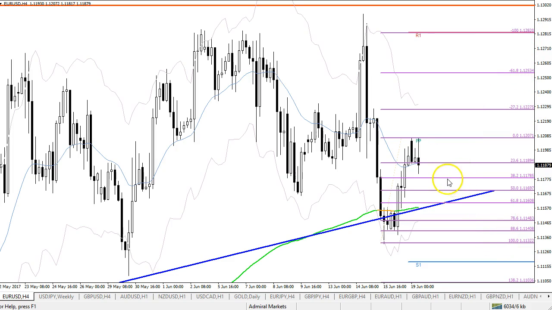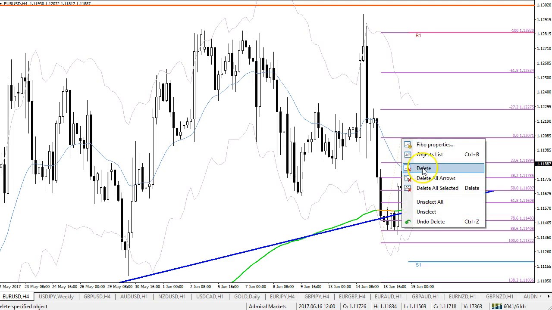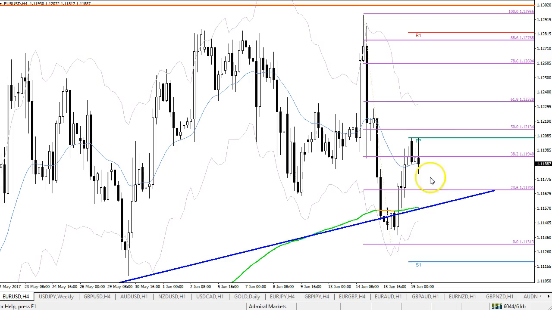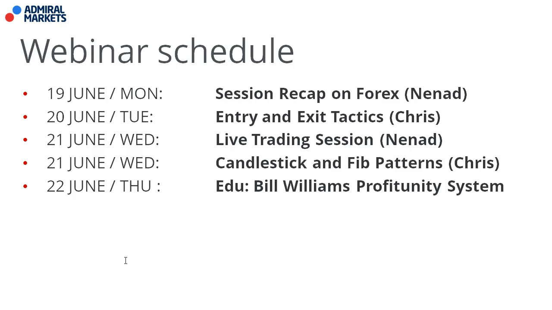So those are options. Keeping an eye on the 38.2 fib. If that breaks, there's a good chance of a downside. Alternatively, of course, always keep an eye, if price does move higher, to keep an eye on this fib too. All right, because even the 61, 78, 88.6 fib all could be resistance as well. We'll be keeping an eye on the euro dollar and the other pairs, of course, on Tuesday and Wednesday.